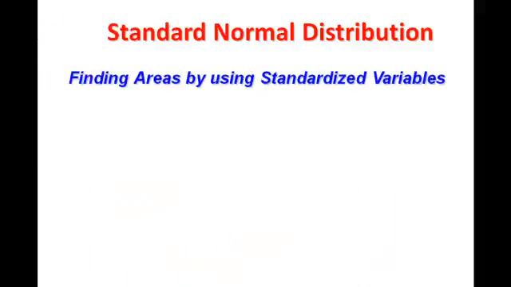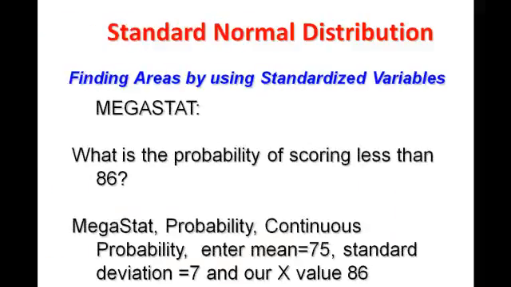Again, you can use Excel to compute these probabilities. For Excel, Megastat, here's how to find the probability of scoring less than 86. You go into Megastat, probability, continuous probability. You'll enter the mean 75, the standard deviation of 7, and then the X value of 86.